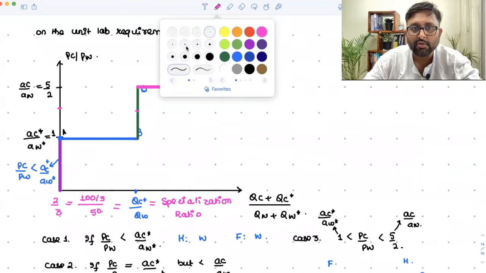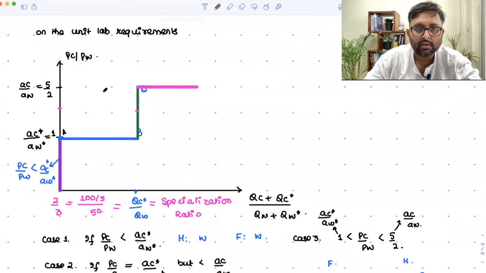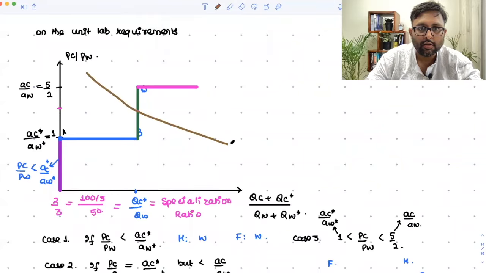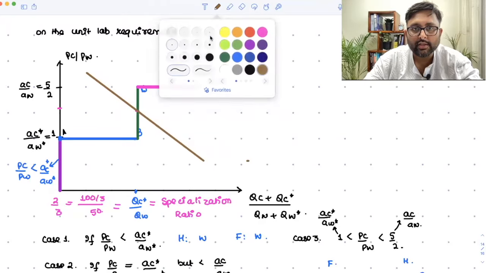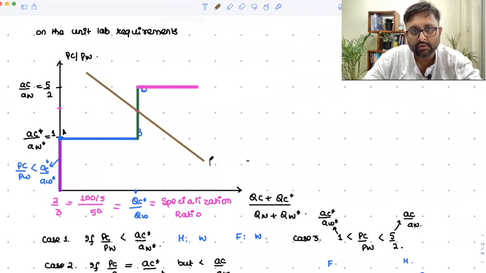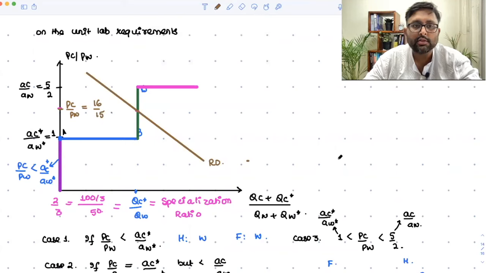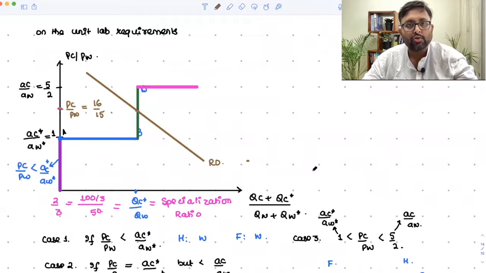So I'll use maybe this ink just to show that this is what my relative demand curve is. And this is going to be my equilibrium price. This is going to be my equilibrium price like this. You with me? So this is what I wanted to do in this numerical.